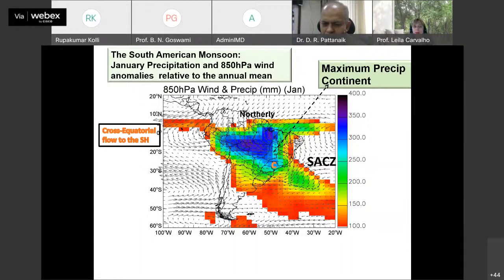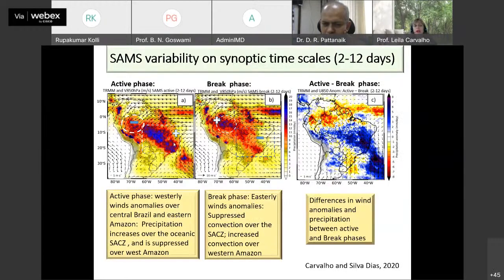I want to point out also the importance of this cross-equatorial flow to the southern hemisphere as part of the monsoon. But then the monsoon also has active and break phases. At least talk a little bit about this. In the active phase of the monsoon, this is precipitation in color. Vectors are showing winds, and I'm showing the actual winds, not anomalies. And then you can see in the active phase, I did this based on an index. I'm not going to discuss this index, but this is basically how the active phase should look like.